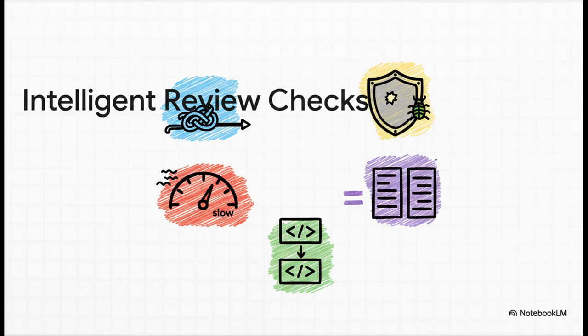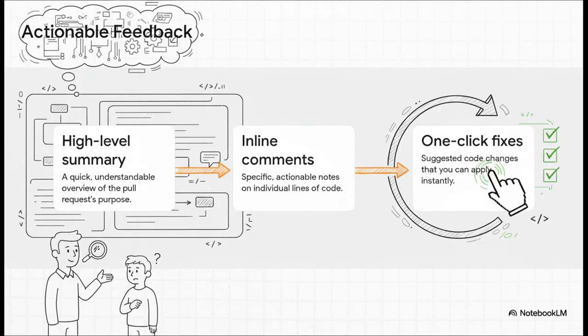Just look at the kinds of things it can check for. Because it has that full context, it's not just looking for syntax errors. We're talking about subtle logic flaws, major security risks like SQL injection, potential performance bottlenecks. It even gets into architectural suggestions, like pointing out repeated code that you could probably turn into a nice, clean, shared function. And the way it gives you feedback is super practical.